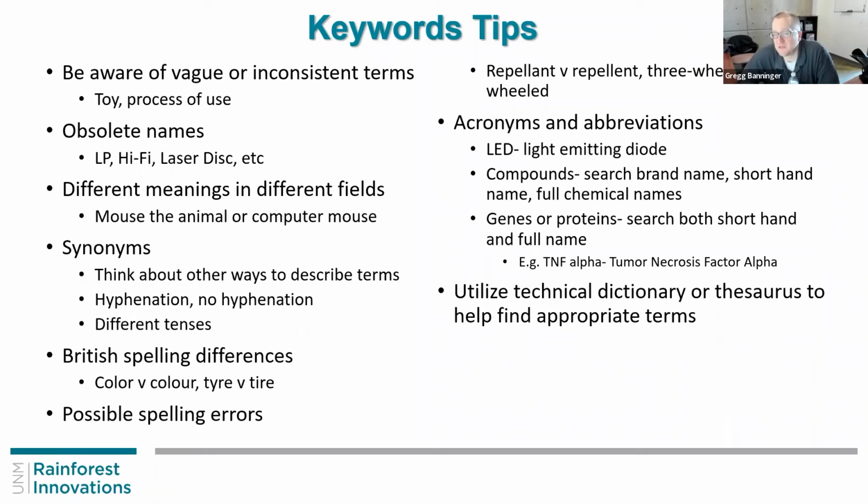If it's a gene or a protein, I'll search both the shorthand, so here's an example, TNF alpha, I would search TNF alpha, and I would also search tumor necrosis factor and spell it out. If it's a gene, I would also spell out the full gene as well as search the shorthand of it. So as you can see, you start building more and more keywords and combinations. Utilize a technical dictionary or thesaurus to help you find appropriate terms as well. I think the best way to find new keywords is to look at what you found when you did search, see how they worded things, and now try searching for that.